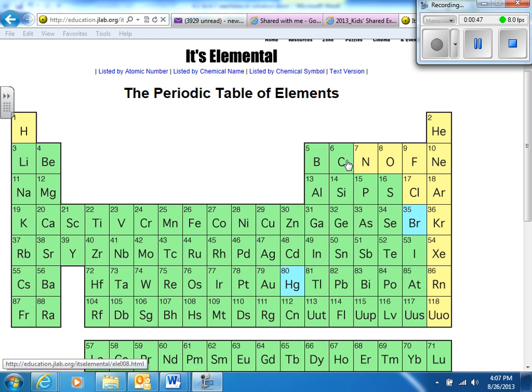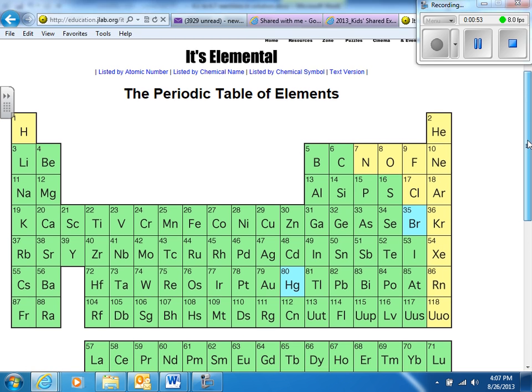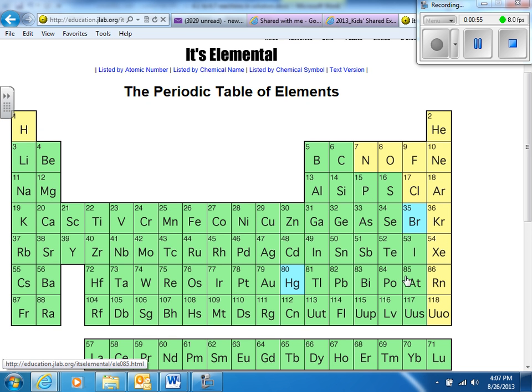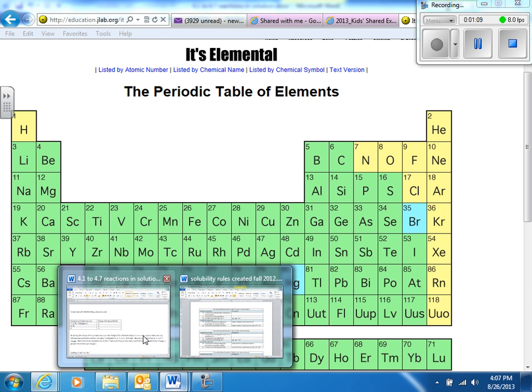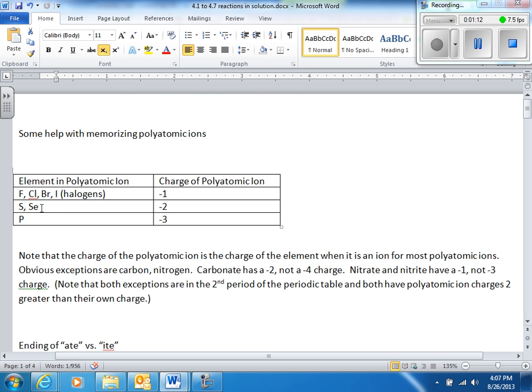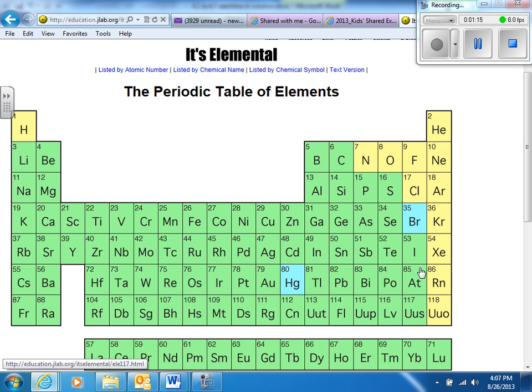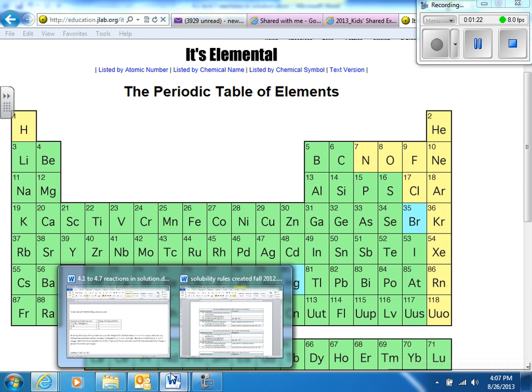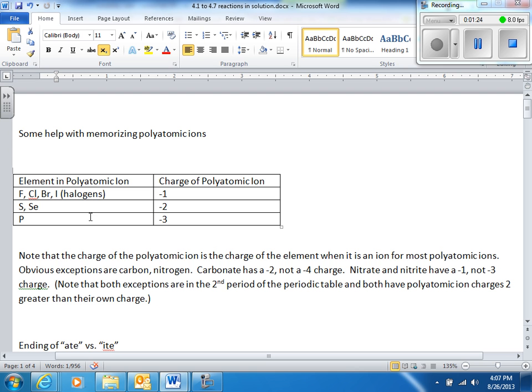if you look at a periodic table, this column right here, I'm hoping you remember, is the -1 column. When these are ions by themselves, monatomic, they have a -1 charge. These are the -2s, -3s. So notice, the -1 column all have a charge of -1. Sulfur and selenium are in the -2 column, right here. And phosphorus was in the -3 column.